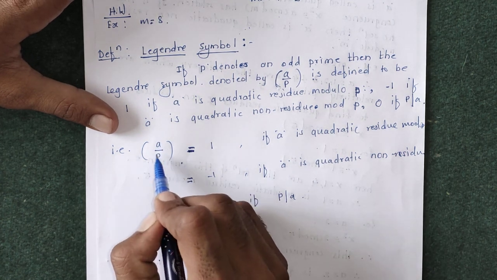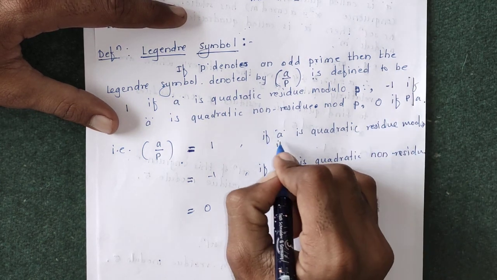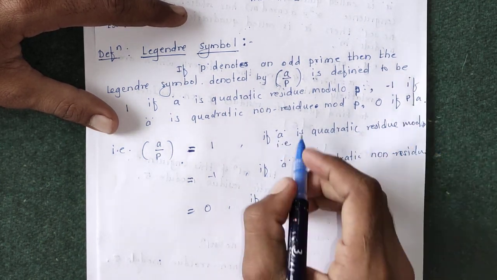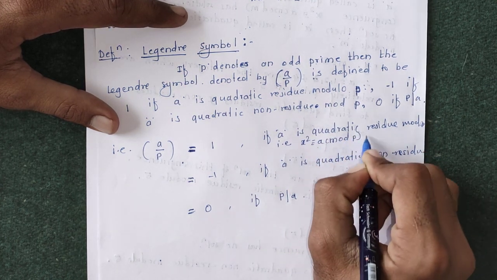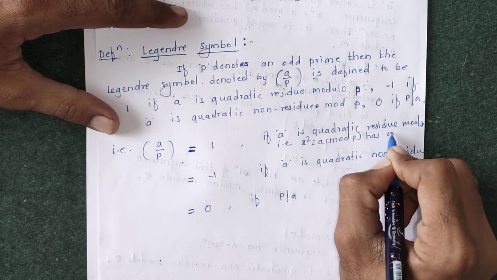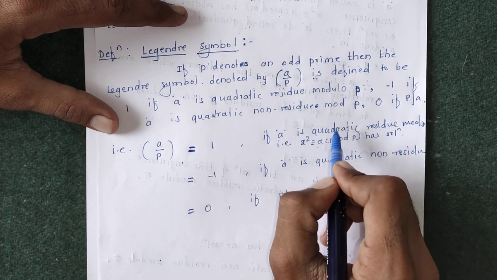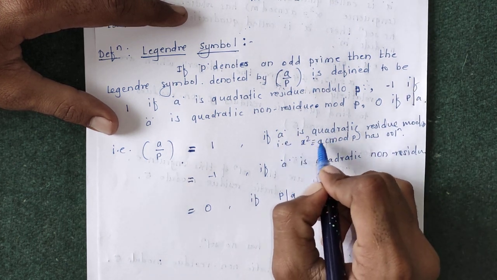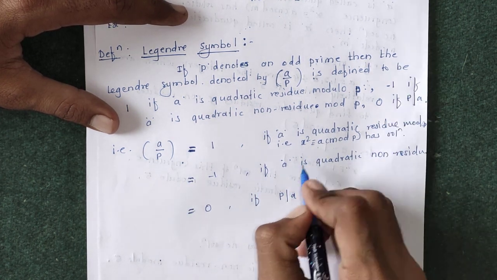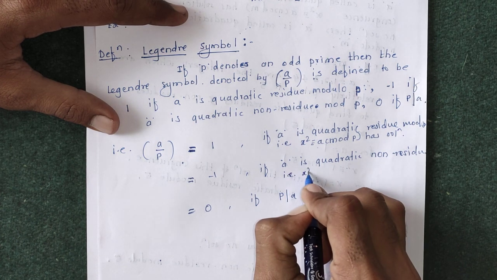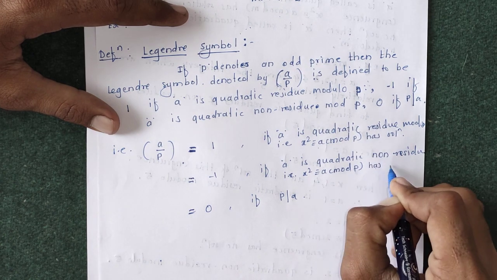The Legendre symbol of a and p is equal to 1 if a is a quadratic residue under modulo p. We can say a is a quadratic residue under modulo p means x square is congruent to a mod p has a solution. It is defined to be minus 1 if a is a quadratic non-residue, that is, if the congruence x square is congruent to a mod p has no solution.